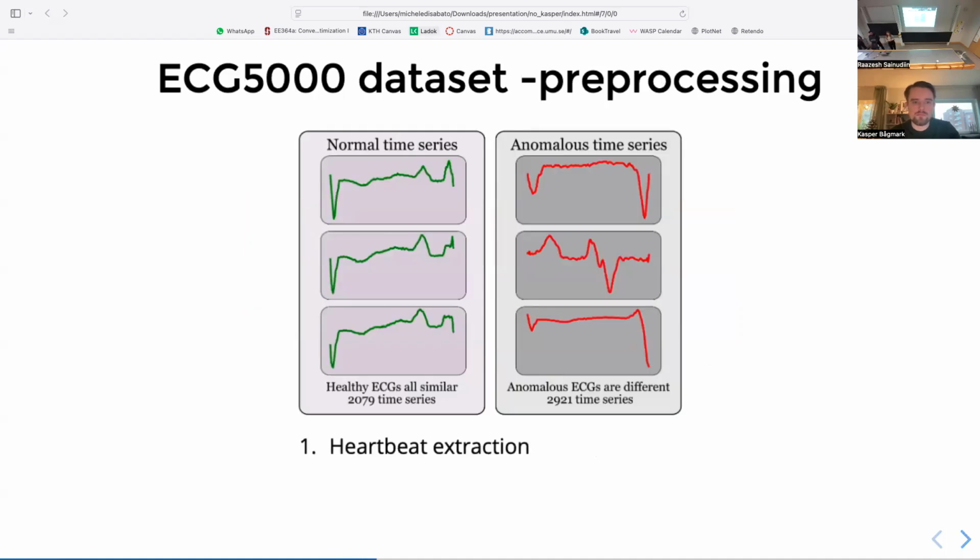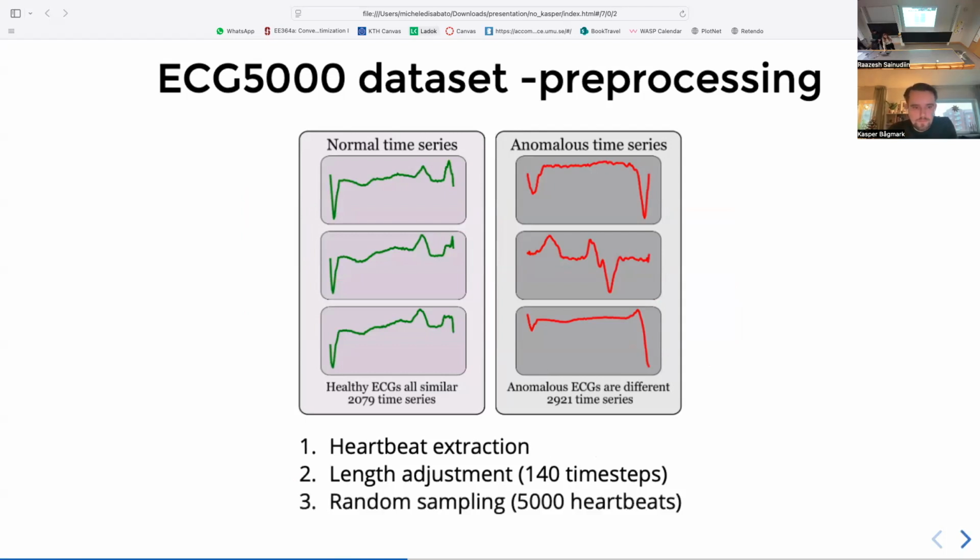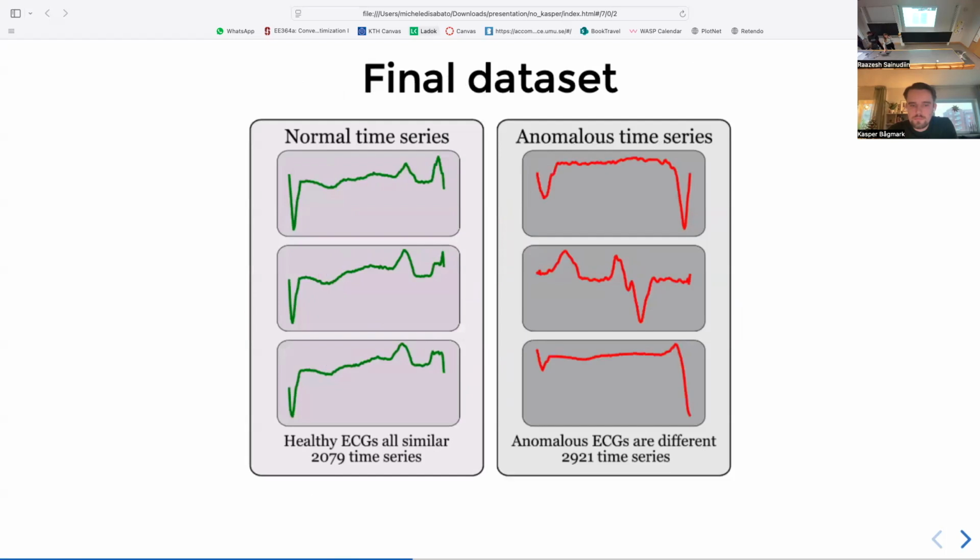The pre-processing consisted of 3 different steps. Basically, the first one is to extract the heartbeats from these very long recordings. The second one is to adjust the length of each heartbeat using interpolation, so they each have the same length of 140 time steps. And finally, they sampled at random 5,000 heartbeats. And this dataset is annotated. So we have 2,079 healthy heartbeats, and we have 2,921 anomalous heartbeats.